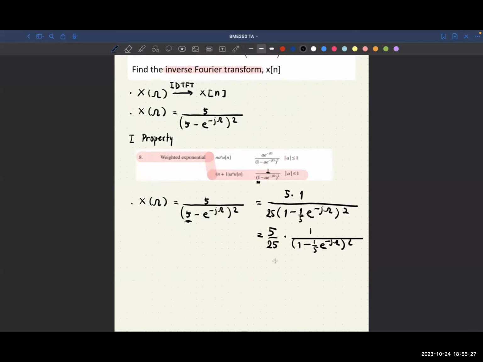Okay, and we have our 5 over 25, right? It's essentially just 1 over 5. Therefore, our expression will eventually look like this.